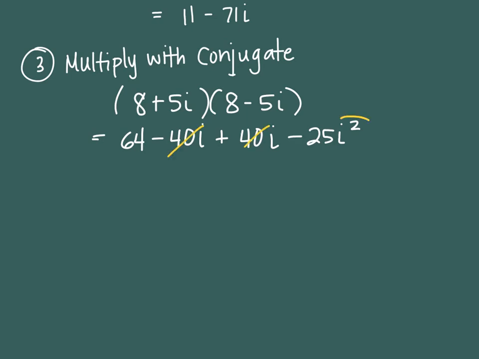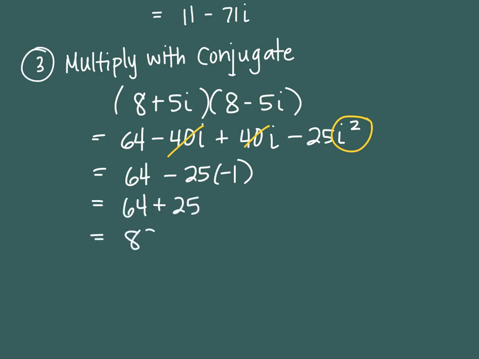It will also always result in an i squared at the end. So after you cancel and turn your i squared into negative 1, you're going to have 64 minus 25 with a negative 1, which becomes 64 plus 25, which then becomes 89. So multiplying with a conjugate results in a couple things. It always results in cancellation. It always results in an i squared at the end, and the ultimate answer will always be a whole number. So that's still all in number 3 in multiplication.